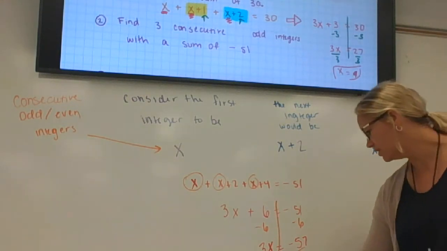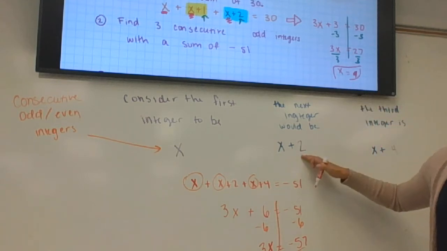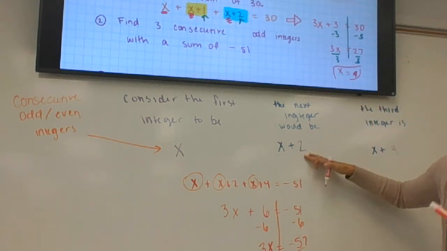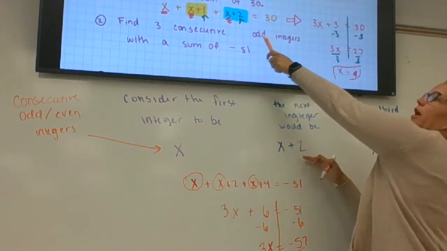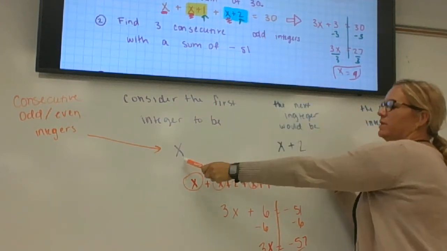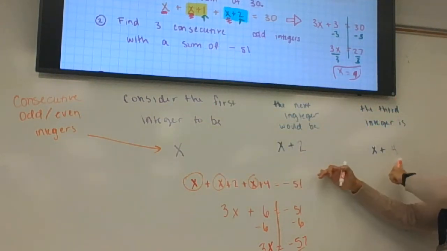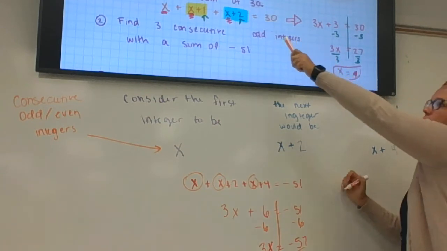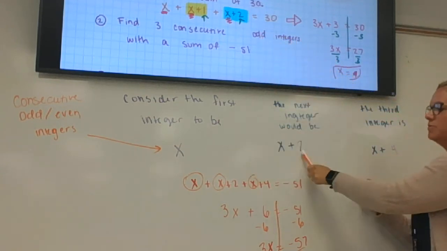Great question. Because I'm now doing odds. If it was just integers and this word odd wasn't here, it would be x plus 1, x plus 2. But if they put odd or even in there, you have to do plus 2 and plus 4.